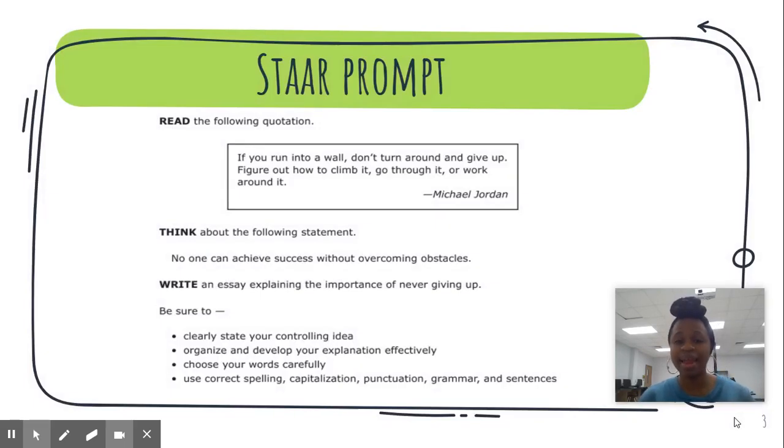Okay, guys, this is an actual STAAR prompt. This is a prompt that they used years ago, but this is an actual STAAR prompt that was used, and the format that you'll see is just like this. Okay? All right. So what I would like for you to do is pause this video so that you can read over this prompt. So now that you've had a chance to read the prompt, let's go over how to break it down.